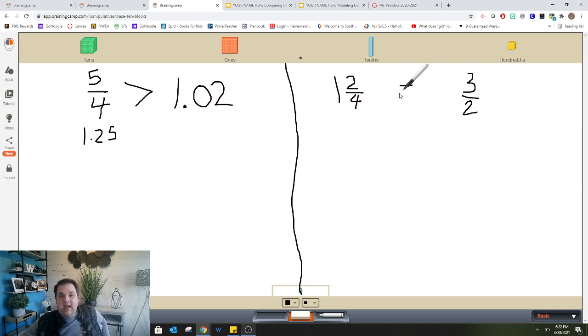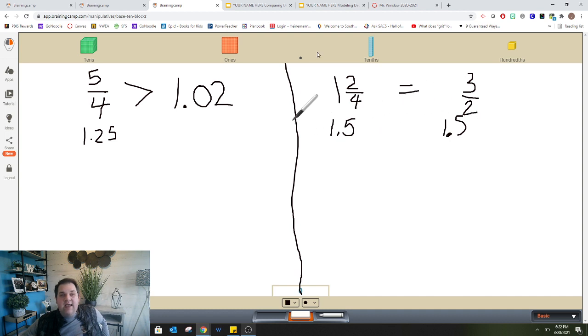If you said equal, you're correct. 1 2/4 is 1 whole, and 5 tenths, because 2/4 equals 5 tenths. And 3 halves is having 3 halves added together, so that would be 1 whole for 2 halves, and then an extra half would be 5 tenths. So these fractions are equivalent.